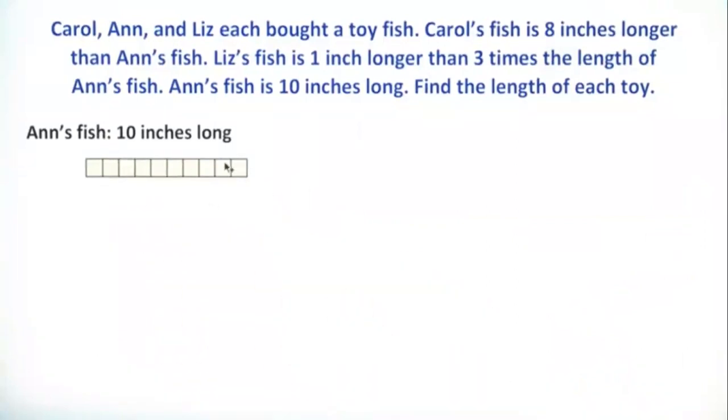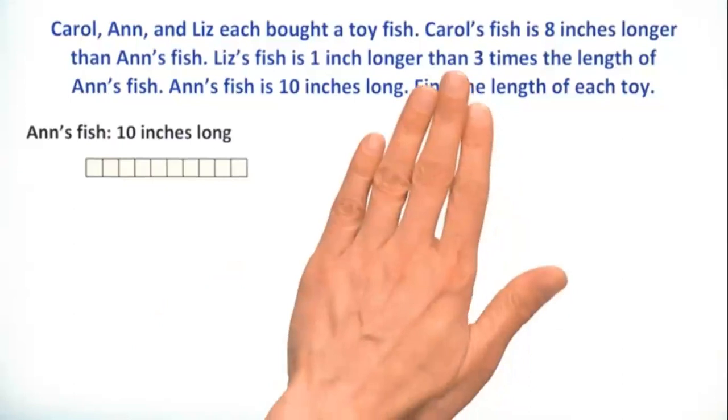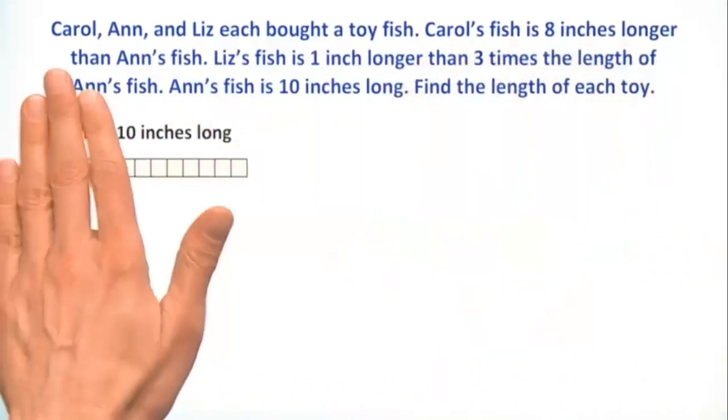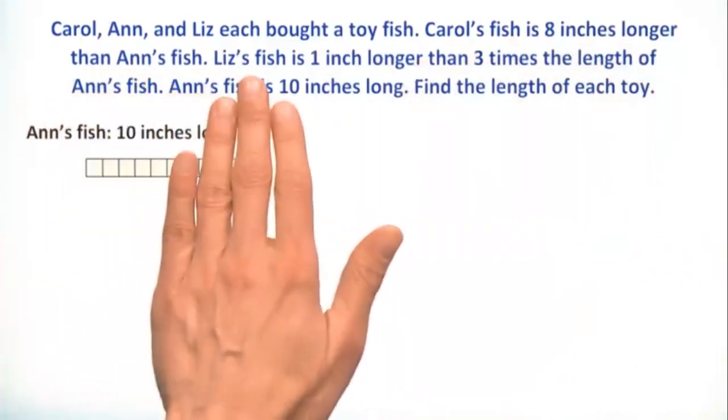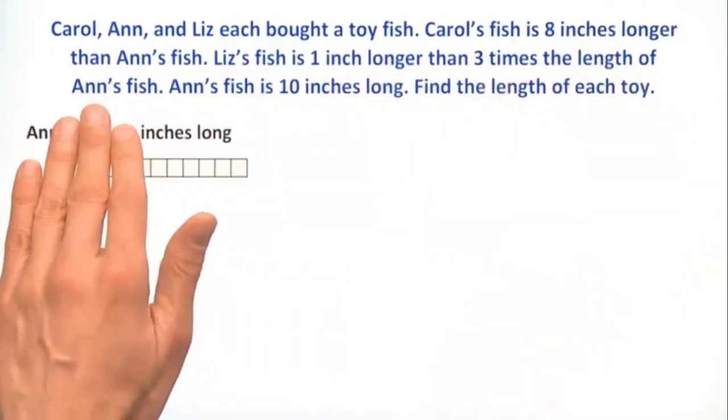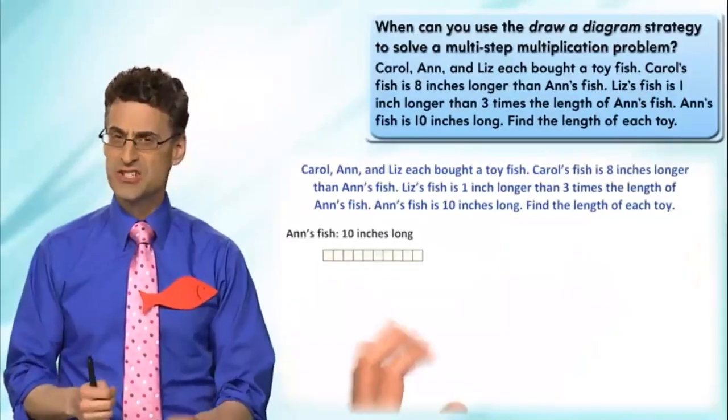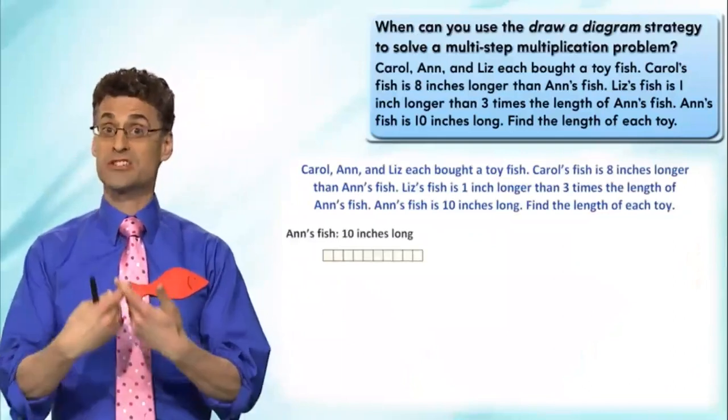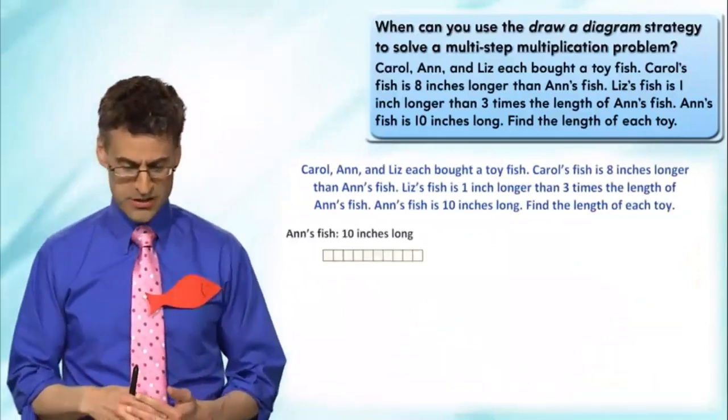Okay, now let's use this fact about Ann's fish to answer the other questions, because notice that for the other questions, Carol's fish and Liz's fish, we know something about them in terms of Ann's fish. So now that we have Ann's fish as kind of like an anchor, we can actually find the other ones. So let's turn to Carol.